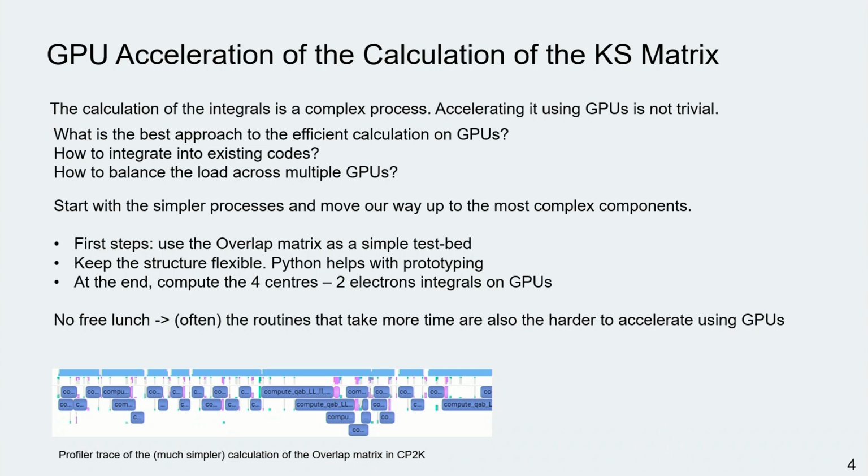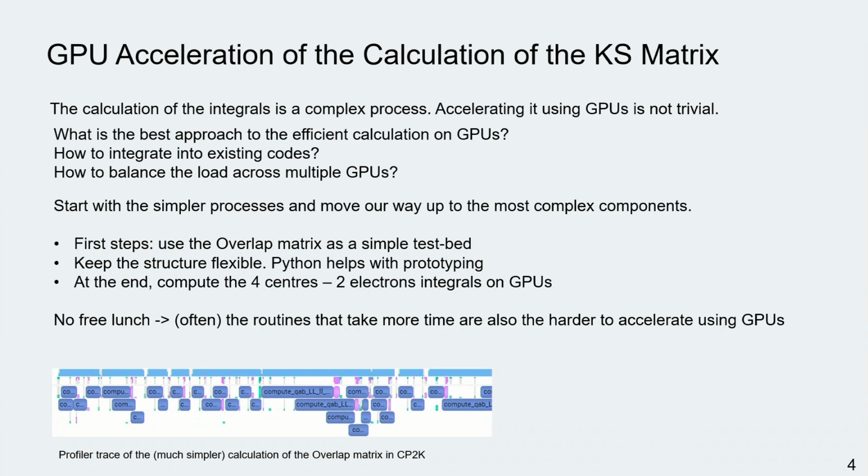Accelerating them on a GPU is not trivial. So even before writing any part of the code, we ask ourselves: what is the best approach to the efficient calculation on GPU? There are quite many different approaches: resolution of identity, Obara-Saika, MD method, and others I'm not going to mention. How do we integrate it into existing codes? Those are oldish codes, especially CRYSTAL, and they are hundreds of thousands of lines of code. And of course, integration is not a simple problem.